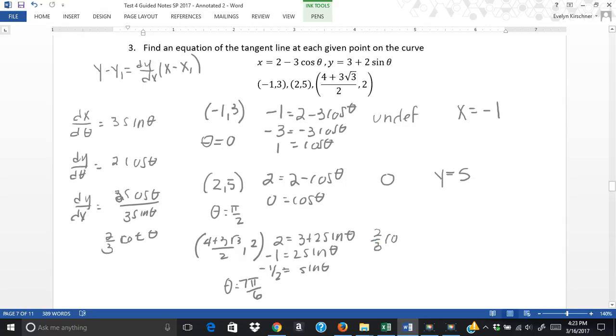And finally, at 7 pi over 6, I have 2/3 the cotangent of 7 pi over 6, which equals 2 radical 3 over 3. It's 2/3 times radical 3. And so the equation of my line is going to be y minus 2 equals 2 radical 3 over 3 times x minus (4 plus 3 radical 3 over 2).